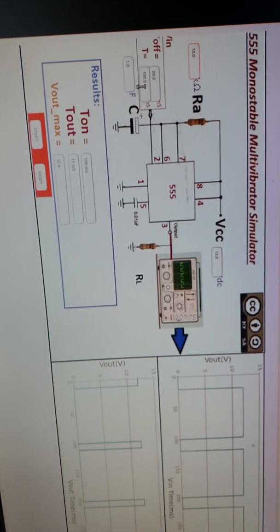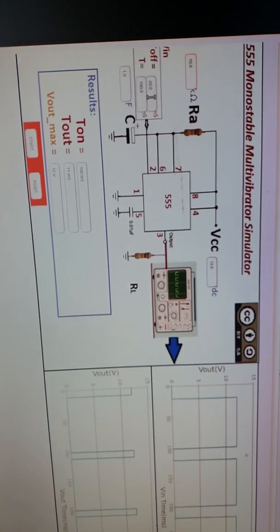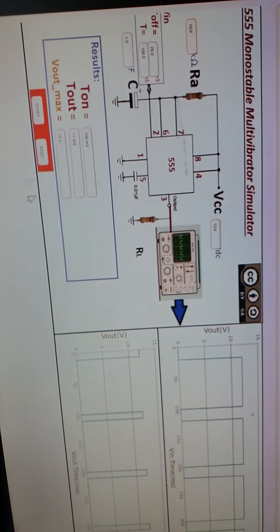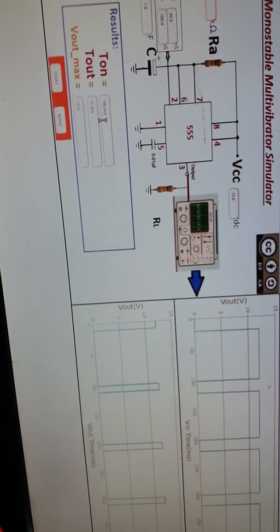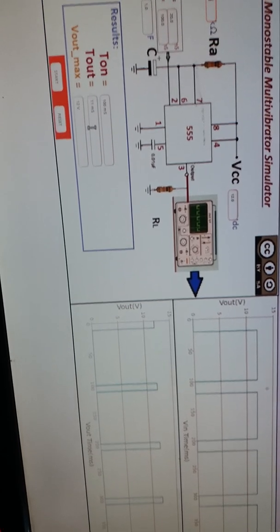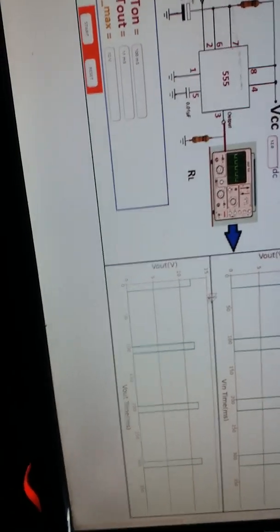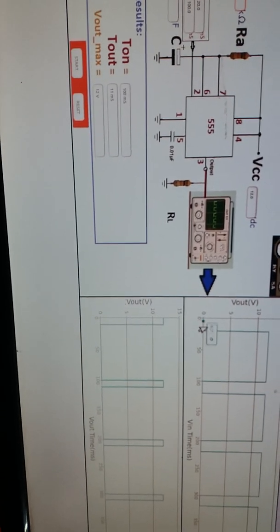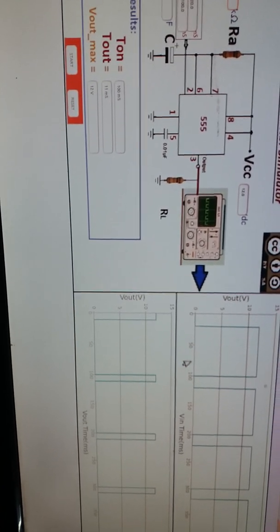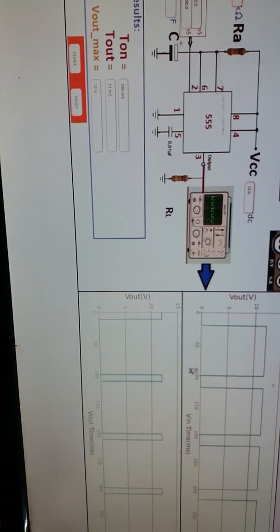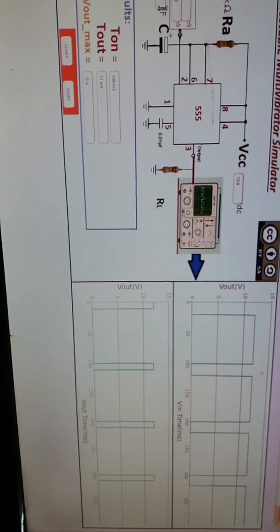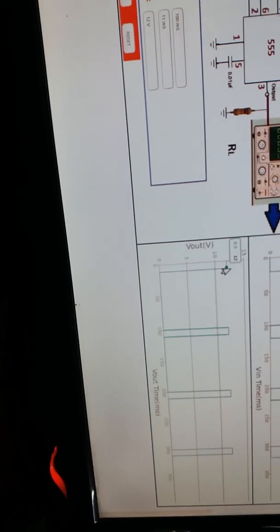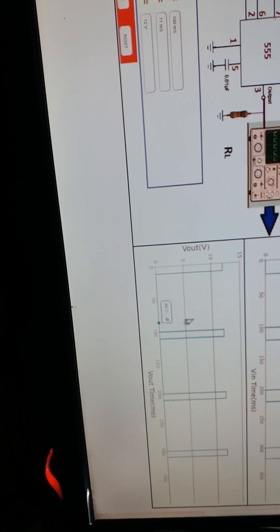The total time is set as 100, and I have given 20. Based on that, the results are the on time, T out, and V out. I gave 20, which is the off period, so the remaining 80 is the on period. If I start it, the output waveform is produced.